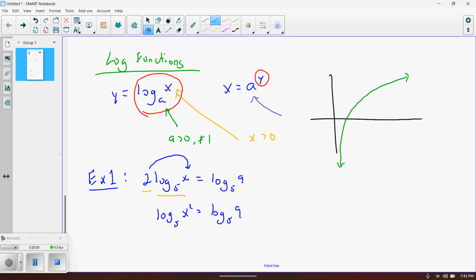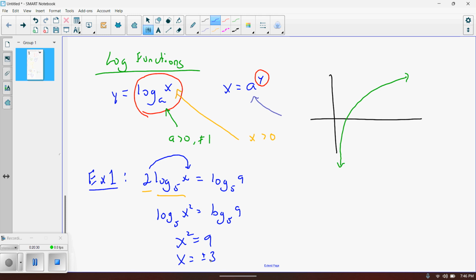The reason we do that is because we have the log base 5 of something on the left and the log base 5 of something on the right. So those two arguments must be equal to each other. We simply set x squared equal to 9, which means that if we take the square root on both sides, we get that x equals plus or minus 3.